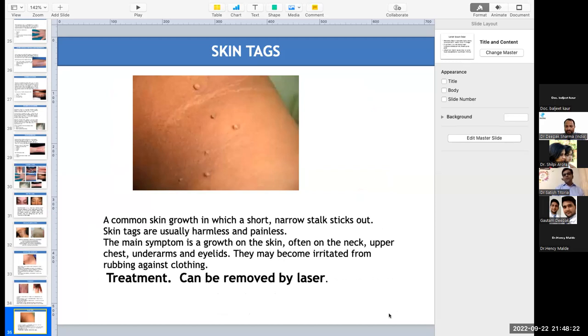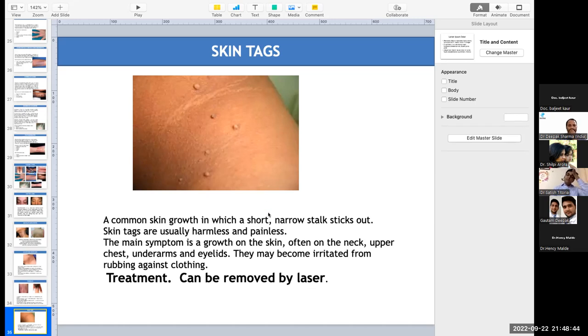Skin tag, a common skin growth in which a short, narrow stalk sticks out. Skin tags are usually harmless and painless. The main symptom is growth on the skin, often on the neck, upper chest, underarms, and eyelids. They may become irritated from rubbing. Treatment in allopathy is just removal.